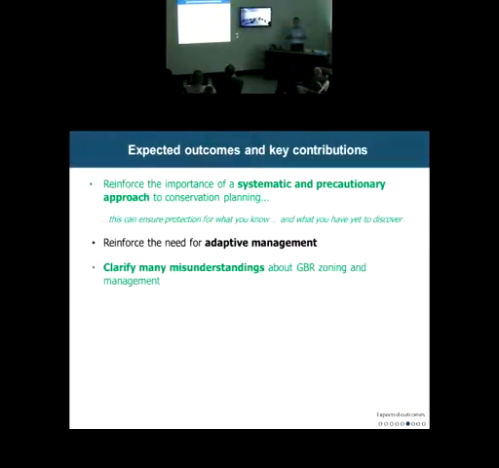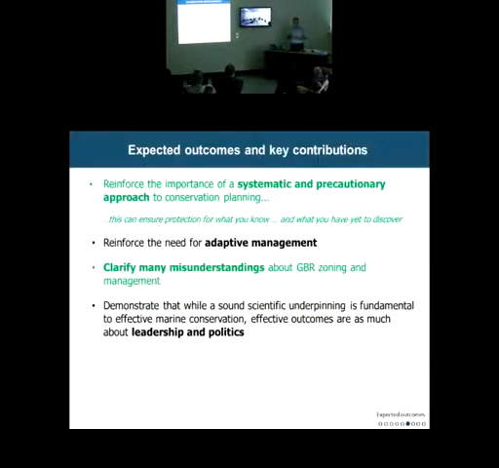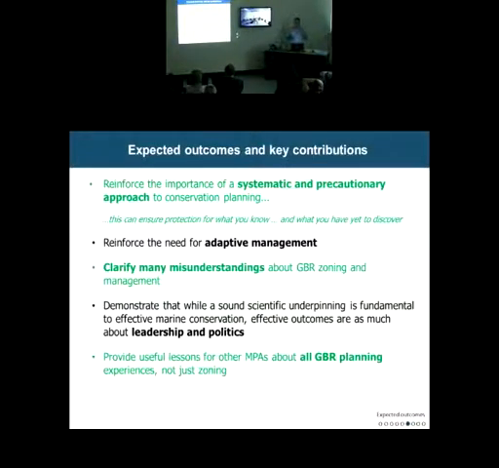I want to clarify, as I said, many of those misunderstandings about particularly how we do our planning and management. I certainly want to demonstrate that the scientific underpinning is fundamental, but also the importance of both leadership and politics. I don't think people around the world understand just how fundamental those are to get an effective outcome, an effective network. I also want to talk about the lessons, not just from the zoning, which is really important, but from all our planning approaches, whether it's the plans of management, the strategic plan that we did in '94, or even the strategic assessment. All these are planning instruments, and I think there's lessons for elsewhere around the world.